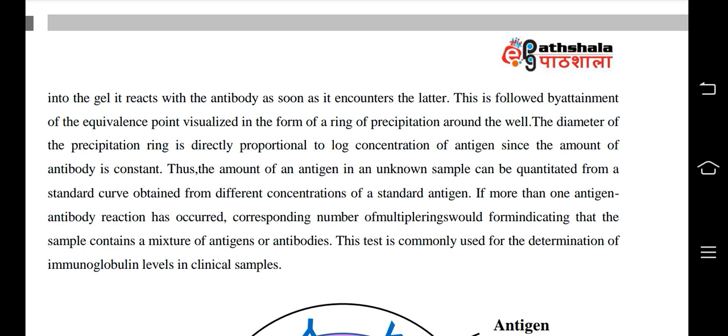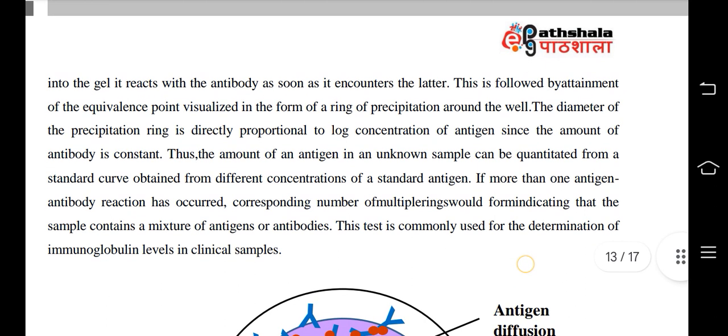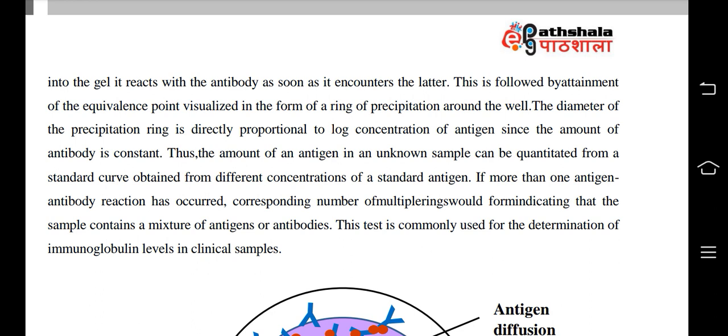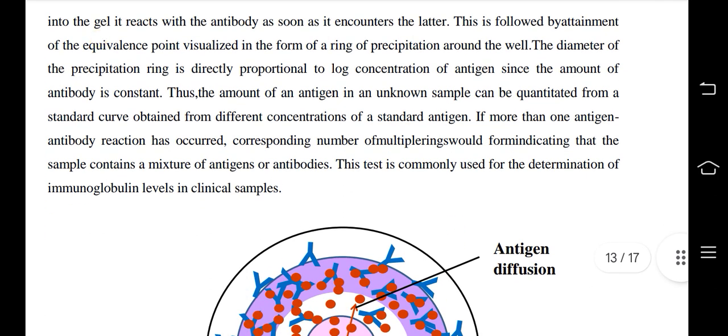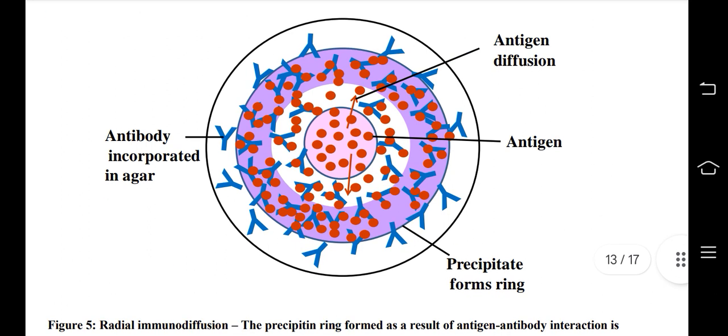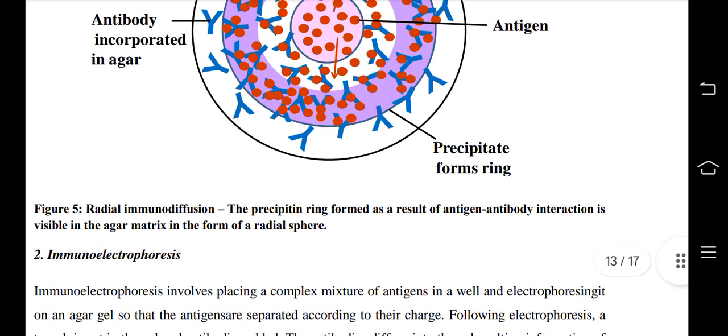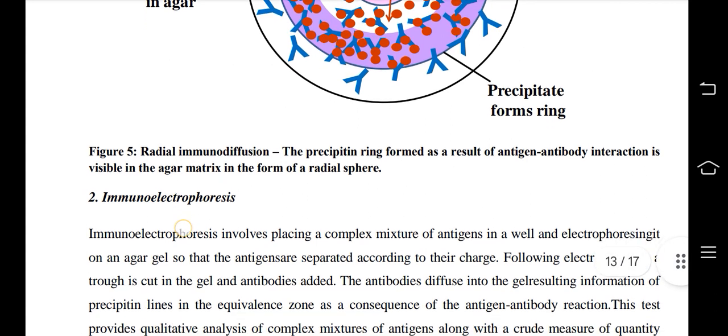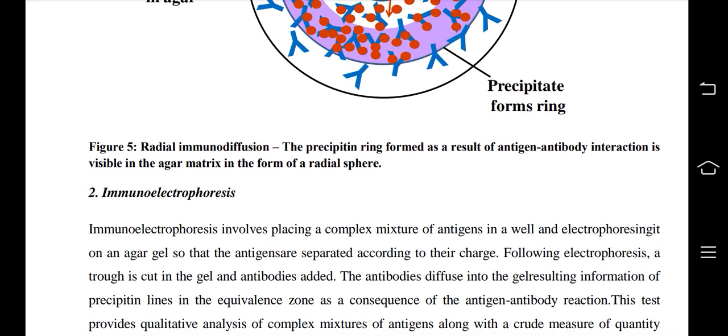If more than one antigen-antibody reaction has occurred, a corresponding number of rings would form, indicating that the sample contains a mixture of antigens or antibodies. The test is commonly used for the determination of immunoglobulin levels in clinical samples. So, antigen diffusion, antibody incorporated in agar, antigen precipitate forms ring. That is radial immunodiffusion. A precipitin ring formed as a result of antigen-antibody interaction is visible in the agar matrix in the form of a radial sphere.